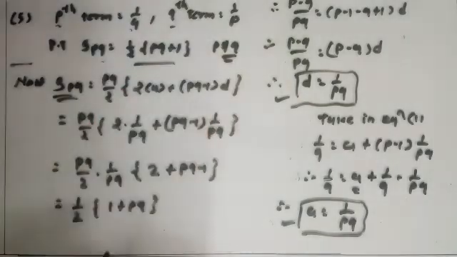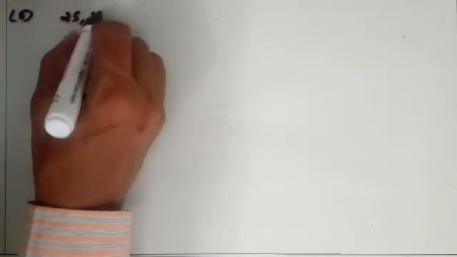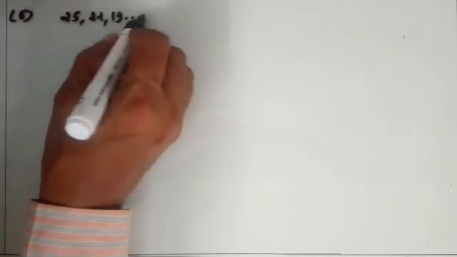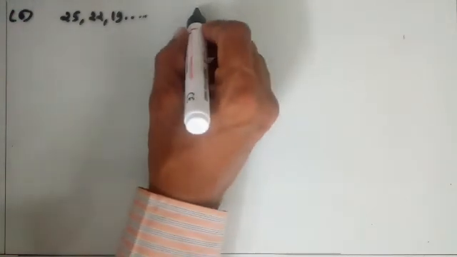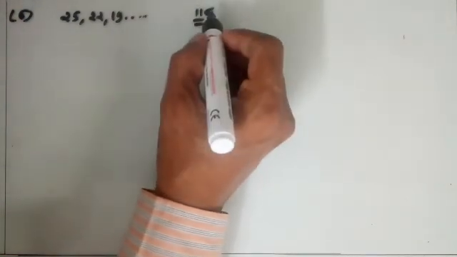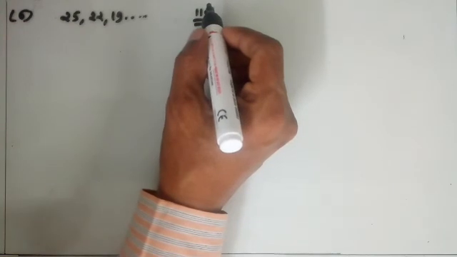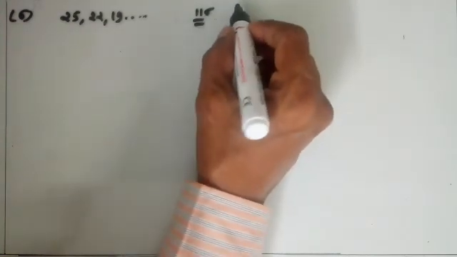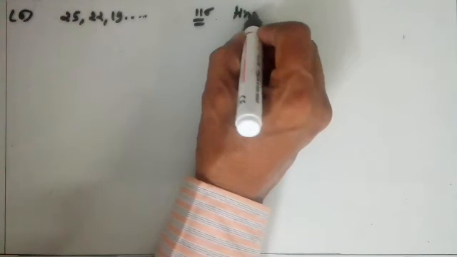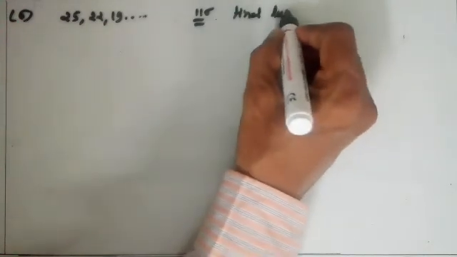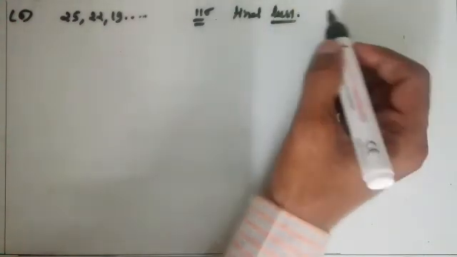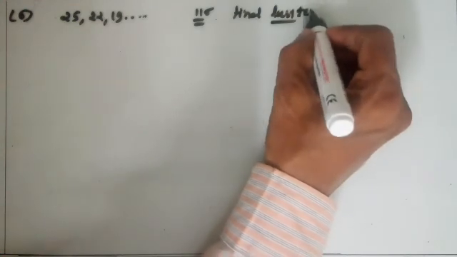Clear? Now question number 6. If the sum of a certain number of terms of an AP 25, 22, 19 is 116, the sum of a certain number of terms is given as 116. Find the last term. Clear? Last term.